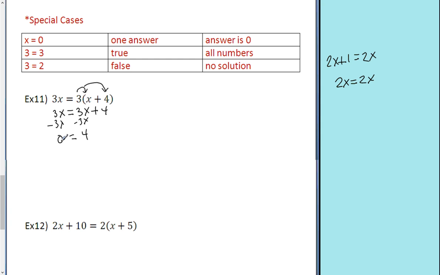I end up with something special just happened here. My variables went away, and I ended up with 0 equaling 4. Does 0 equal 4? This is false, isn't it? 0 does not equal 4, so this has no solution. If your variables go away and the 2 numbers that are left do not equal each other, it has no solution. You can't check it. There is no number that you can put in there to make it work.